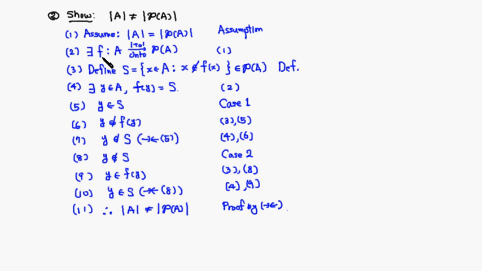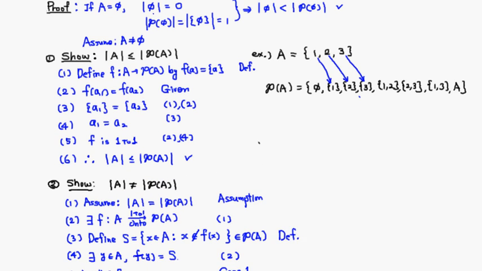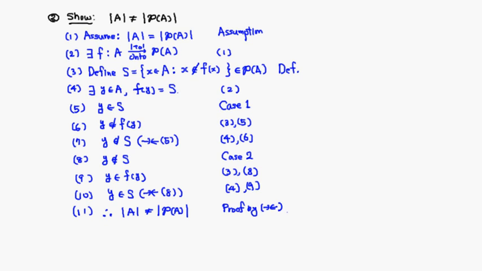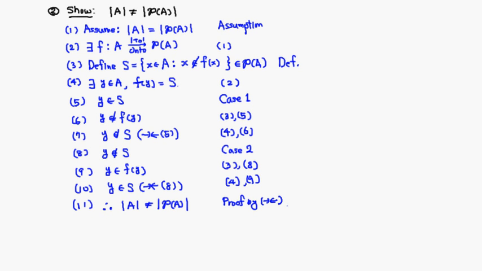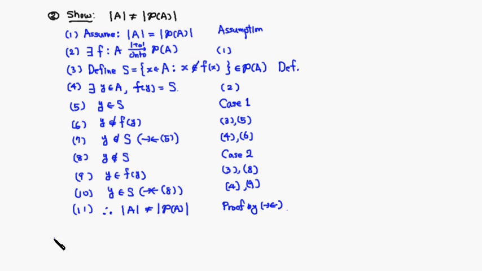So combining 1 and 2. In 1, we showed that the cardinality of A is less than or equal to the cardinality of the power set. But in 2, we showed that they're actually not numerically equivalent. Therefore, combining 1 and 2 tells you that the cardinality of A is strictly less than the cardinality of its power set. That's it. I hope that this was clear.